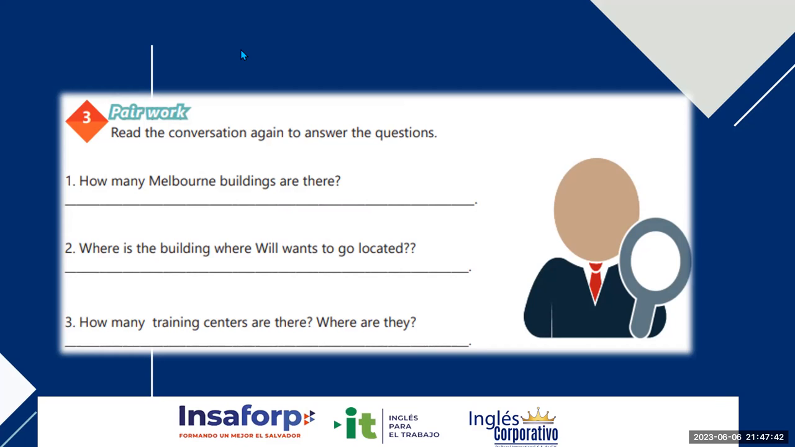And number three. La respuesta tendría que ser, it is on Main Street. Yeah, it is better. Solo puede ser on Main Street. No, it's better to say it is on Main Street. Porque eso sustituye al building. Es más formal hacerlo así. Okay, número tres. Number three say, how many training centers are there? And where are they? ¿Y dónde están?